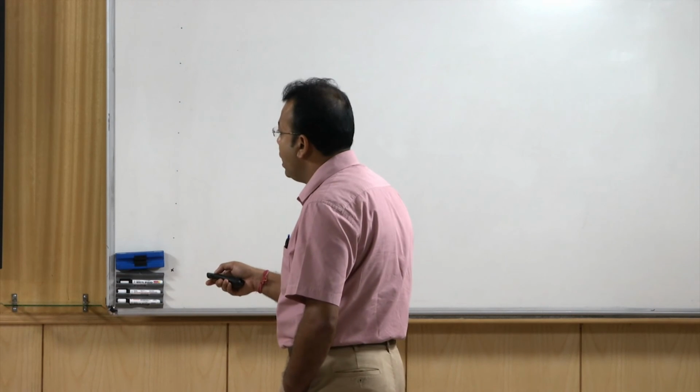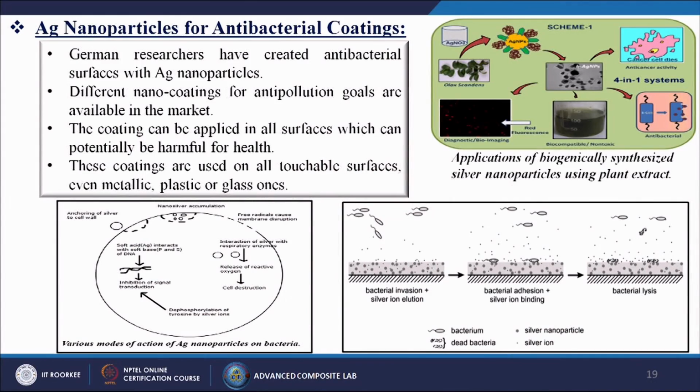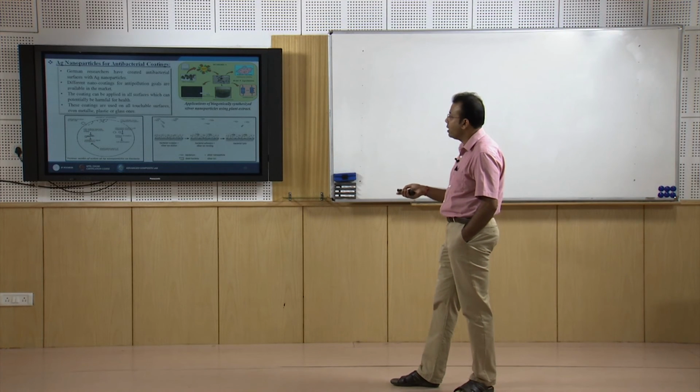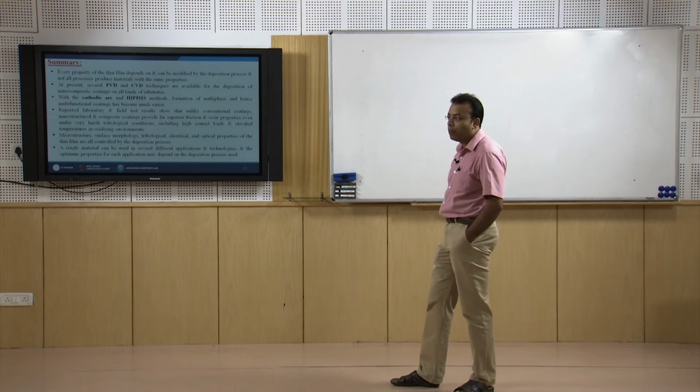Then here we are going to show you how the bacteria come into contact and how the bacteria are killed. Here the bacteria come, we have that coating, and first it touches the material. First is known as bacterial invasion and silver ion elution. Second is bacterial adhesion and silver ion binding, and after that the bacterial lysis. So, the bacteria are killed there. This kind of material is a very fantastic material for antibacterial applications.